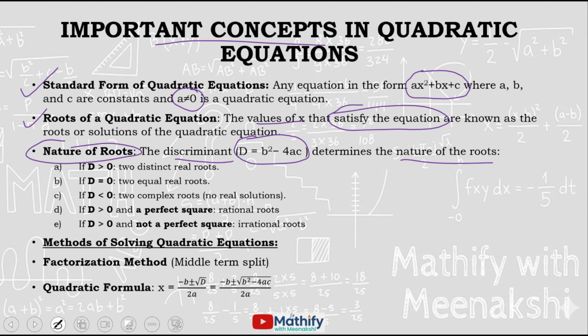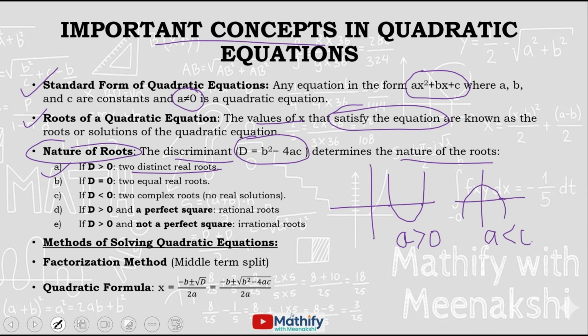So let's see, if D is greater than 0, then you can say that you have two distinct real roots. I will tell you graphically also. If your graph intersects the x-axis two times, like this, or like this, then you can say that you have two distinct real roots. You should know the graph of a quadratic equation. It's always U-shaped. If A, that is the coefficient of x square, is greater than 0, then it's an upward parabola. And if it's less than 0, it's a downward parabola.